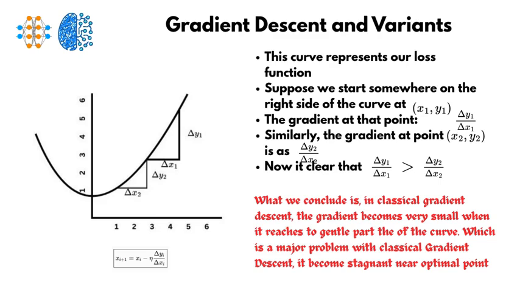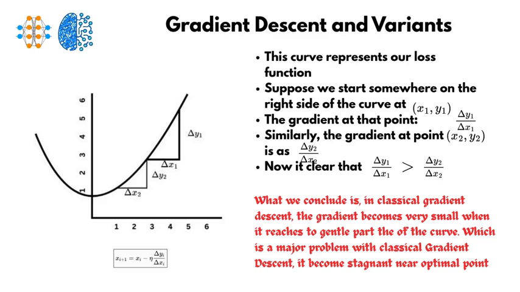Today we are going to discuss the classical gradient descent algorithm and a few of its classical problems. Now let us look more closely at what happens to the gradient during classical gradient descent. The curve shown here represents our loss function, and our objective is to reach the minimum of this curve.